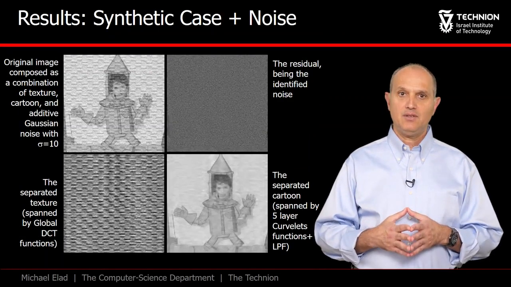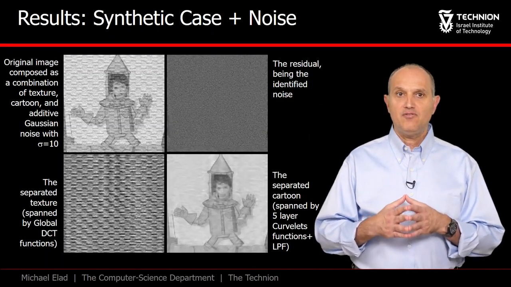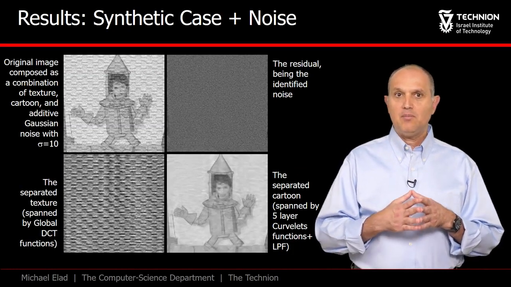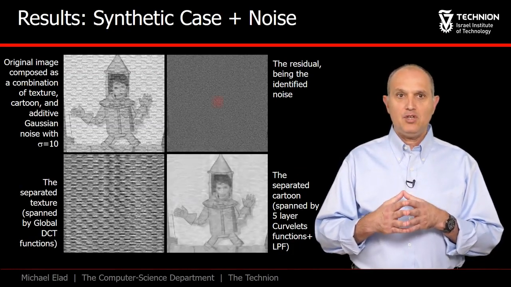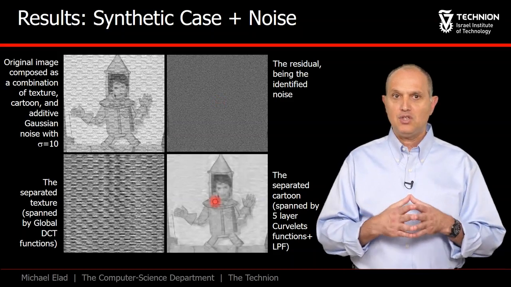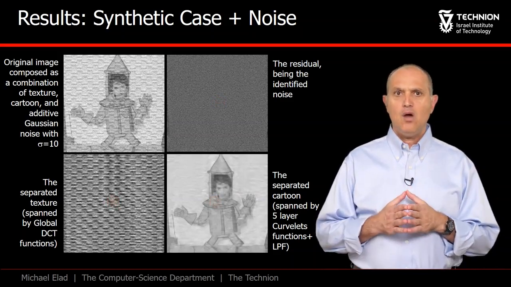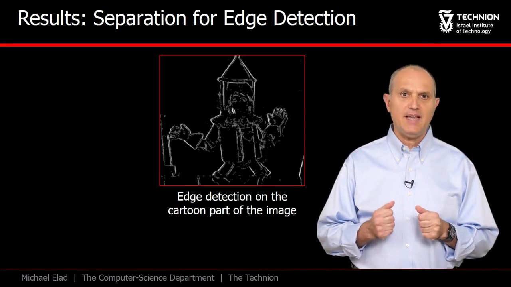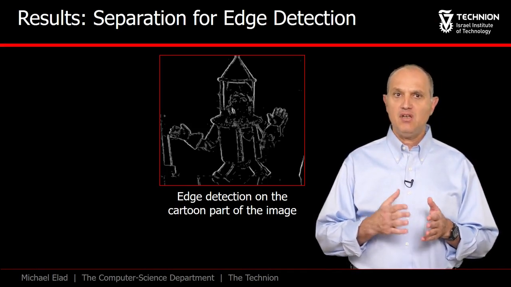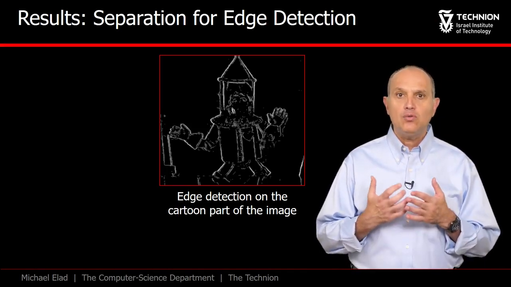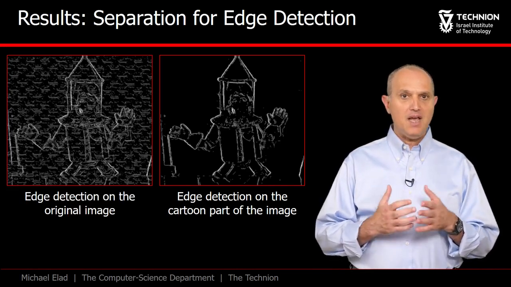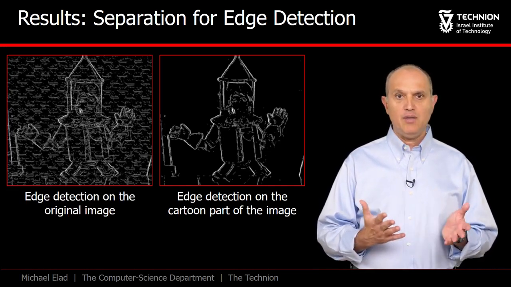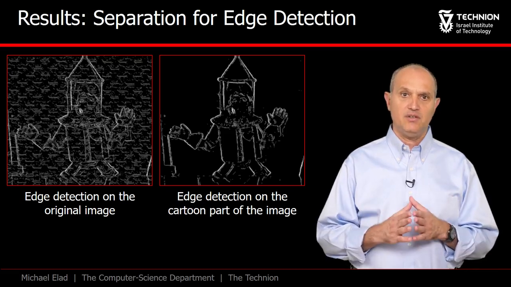Here is the same experiment, and this time with additive noise. As you can see, the algorithm manages to decompose the image into the noise, the cartoon, and the texture in quite a convincing way. What could we do with such a separation? Here is a demonstration of a simple edge detection that we apply on the given image by applying it to the cartoon only. Applying the same edge detection on the original image is cluttered by the texture derivatives.